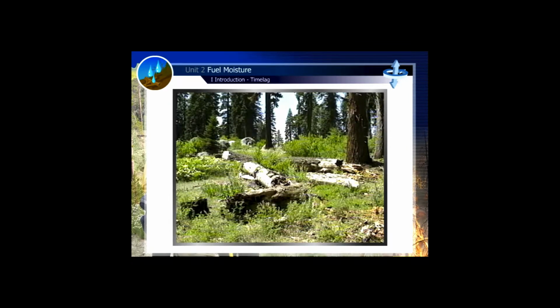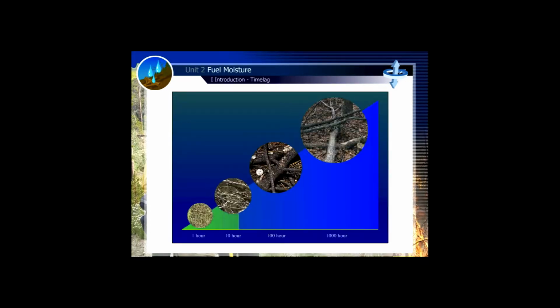To understand the relationship between fuel moisture and fire behavior, you need to be familiar with time lag. Time lag refers to the rate at which a specific size of dead fuel gains or loses moisture. The smaller the fuel size, the shorter the time lag. There are 4 time lag categories.